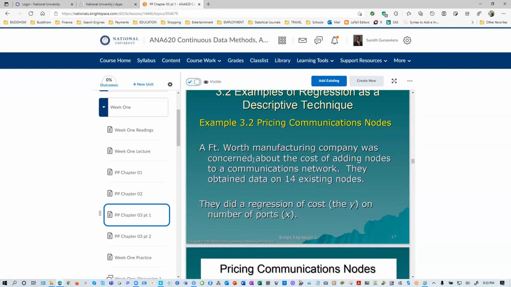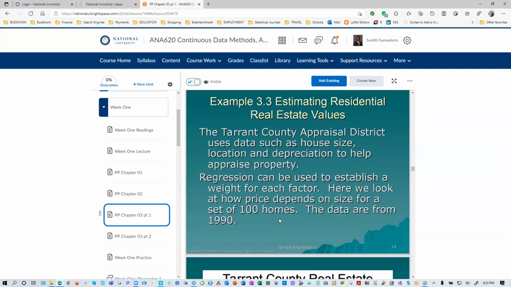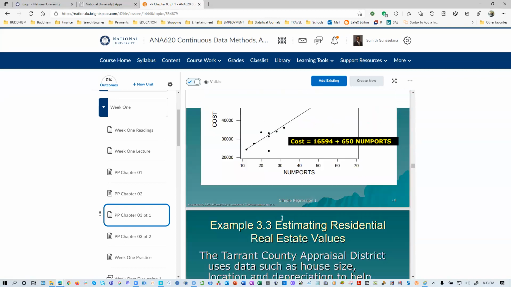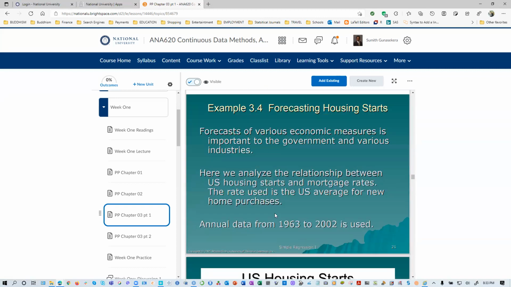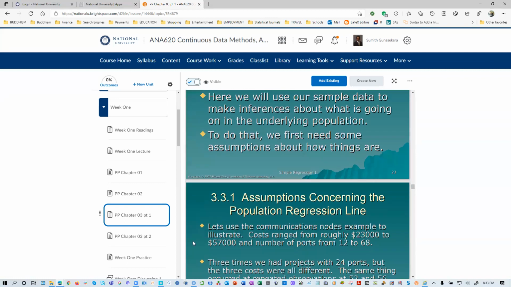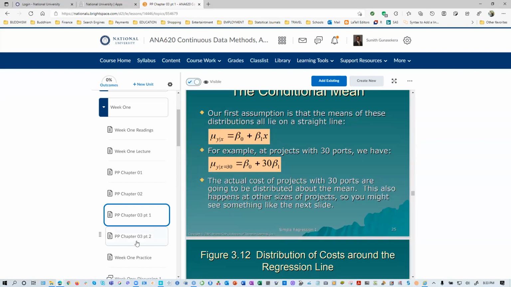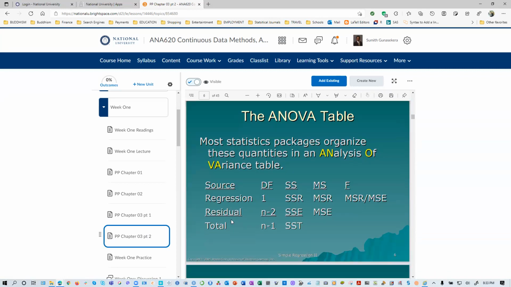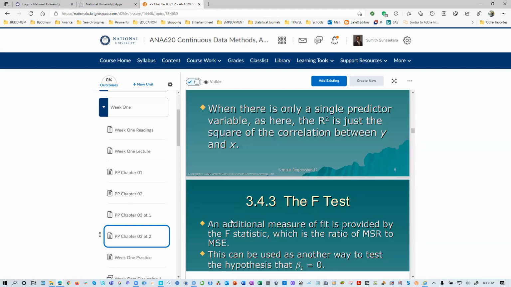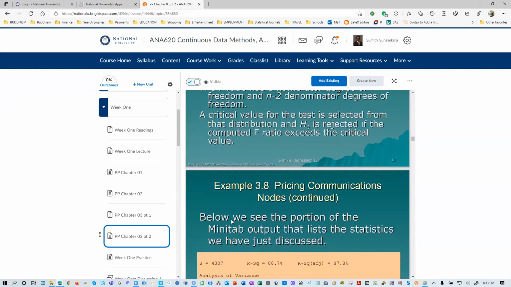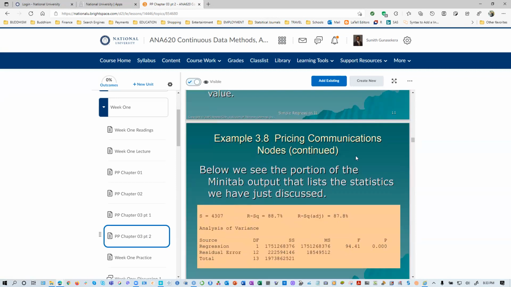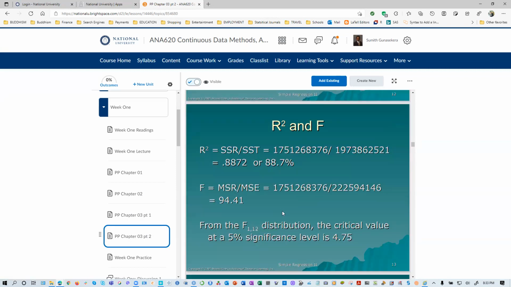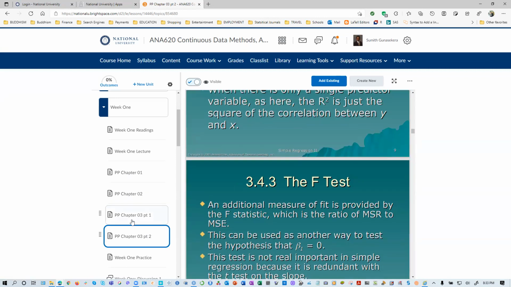See, the Fort Worth manufacturing company was concerned about the cost of adding nodes to a communication network. They obtained data on 14 existing nodes. That data, they don't tell about it here, but down the road they're going to talk about it again at a certain point. I'm pretty sure it should be somewhere. This one. See, the communication nodes. That's the data set, actually. They were working on the same data set here and there.